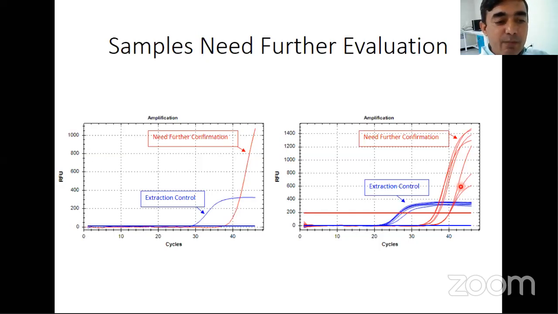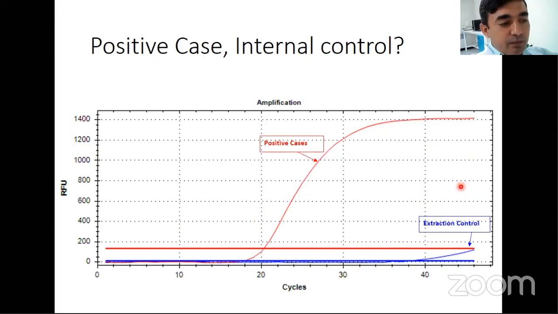Or if these samples are negative and the sample runs, so we report the sample as a negative case. Again, this is one of the very important cases I will discuss. Look at this particular case. If we look at this, this is a positive case where a sample is detected as positive.